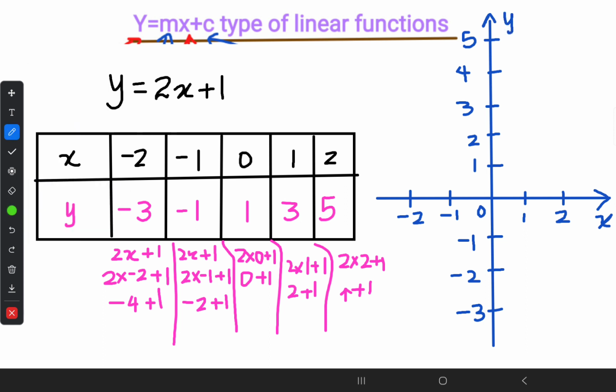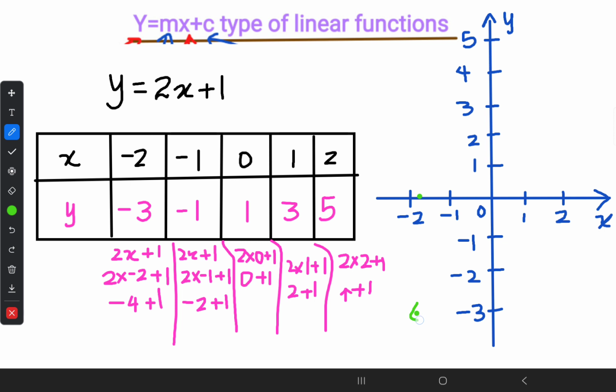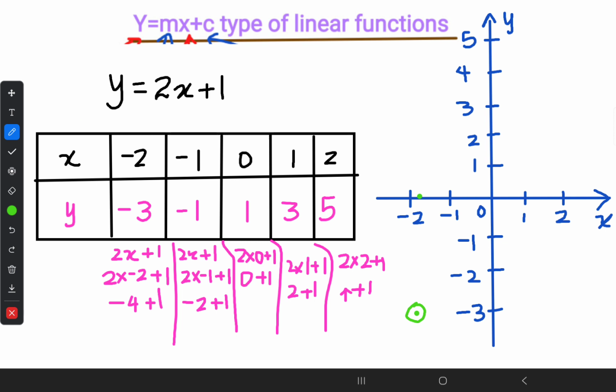That's all. When x is negative 2, y is negative 3. First one, mark the coordinates. Around that, just draw a small circle to ensure there is a coordinate. Next coordinate: x is negative 1, y is also negative 1. Here.